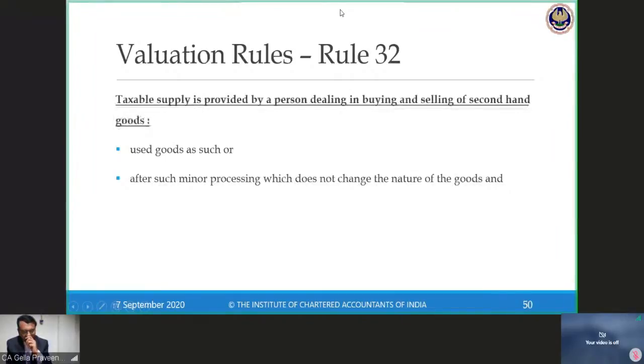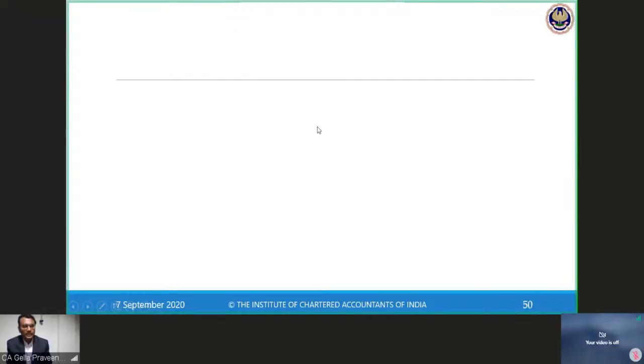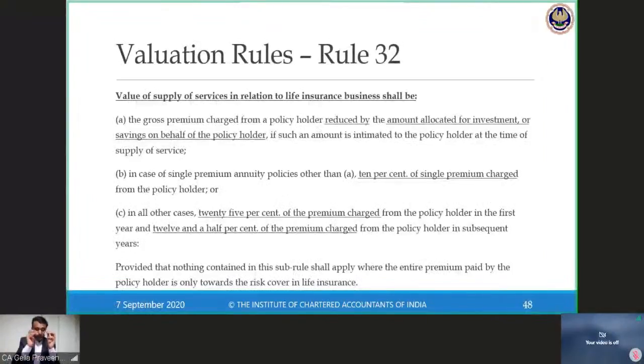There's one question. Please explain insurance point number A. Yeah, definitely can. I'll come back to my point number A. See, this is insurance where we are talking about other than annuity. First, we have talked about annuity.